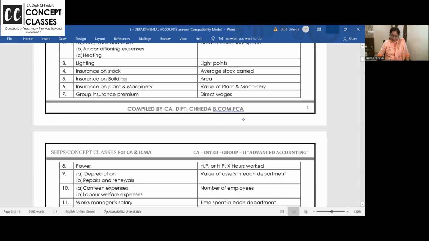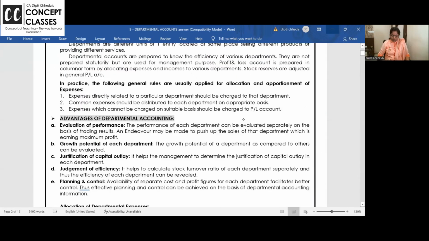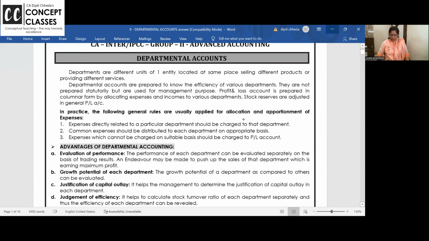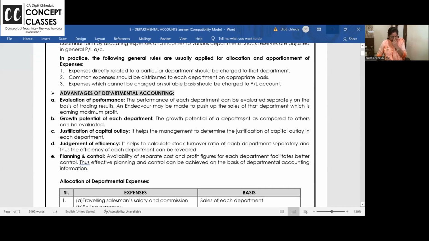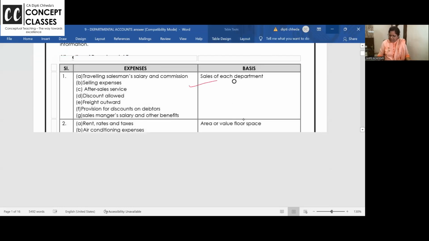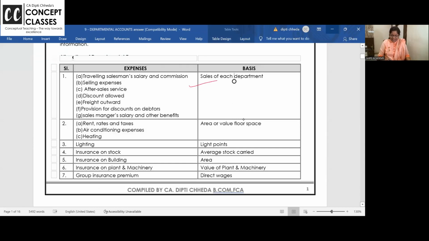Now, please remember there are expenses which will be given to you in the exam where they will say कि जो भी आपके expenses हैं, apportion करना है सब department को. So whatever expenses are related to sales can be apportioned like this: traveling expense, selling expense, discount, freight outward, provision for discount on debtors, salesman salary, traveling expense of the salesman. These are all related to the sales.